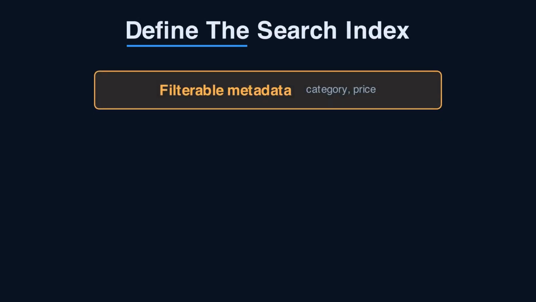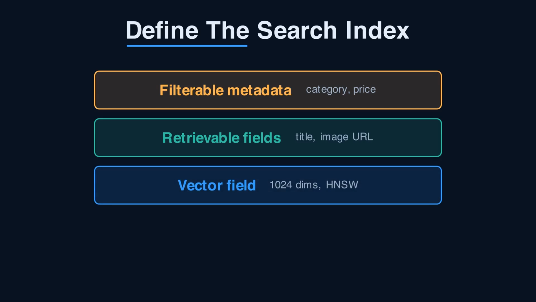The index needs a vector field for the embedding. Set its dimensions to 1024 to match vision output. Attach an HNSW vector search profile for speed. Keep product ID, title, and image URL as retrievable fields. Mark the vector field searchable, not retrievable, to save payload. Store metadata you want to filter, like category or price.